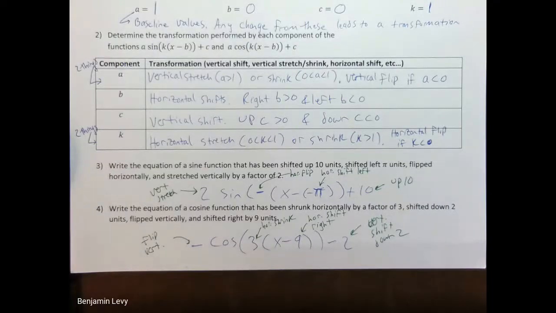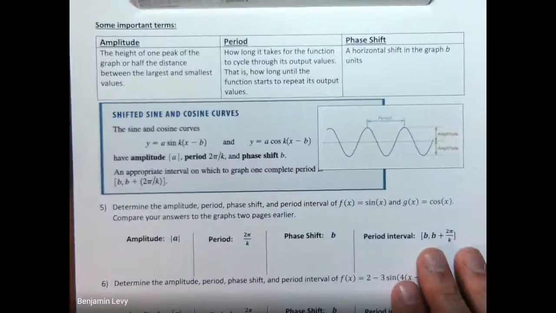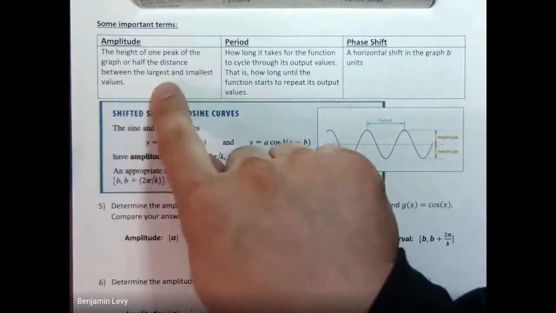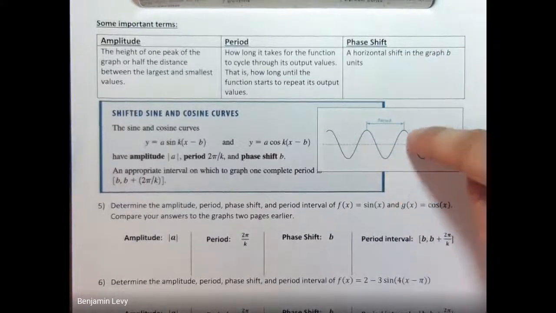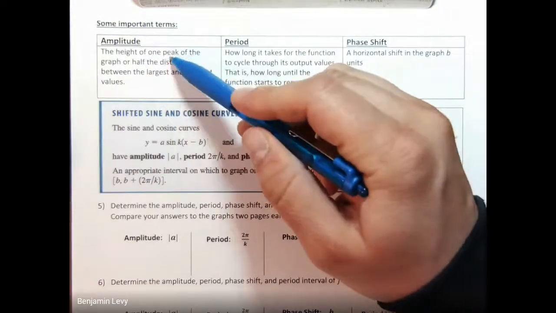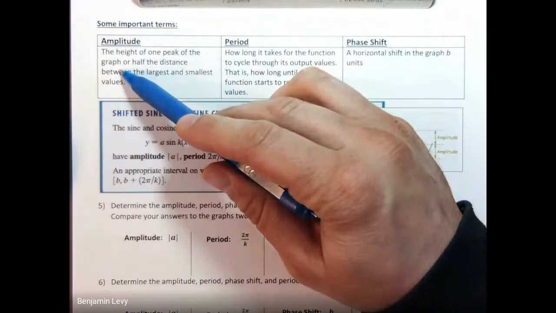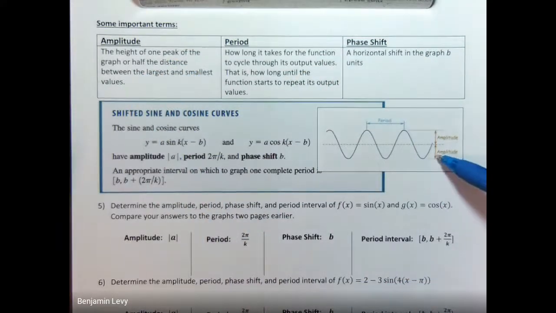All right. The second page of these notes talks about some of the physical characteristics of these graphs. Specifically, we're talking about amplitude, period, and phase shift. And here's a general picture explaining each of those things. Let's go through them one at a time. Amplitude is the height of one of the peaks of the graph. Or the other way to say that is, it's half the distance between the largest and the smallest value. This is a picture of what we're thinking about with sine or cosine. We don't know which graph this is, but they both look very similar.